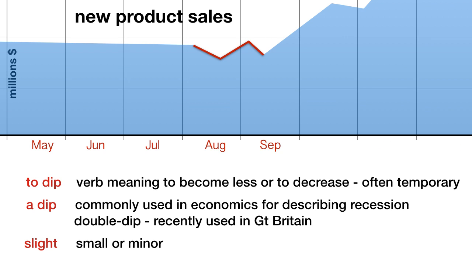It's a term very frequently used also in economics when people are talking about a recession or a recessionary period or a recessionary trend. We talk about a dip in the economy, and there's even the term double dip, and it was used in the recent recession in England. The adverb slight, now that is used very frequently, and it just means a small or minor change in movement or trend.